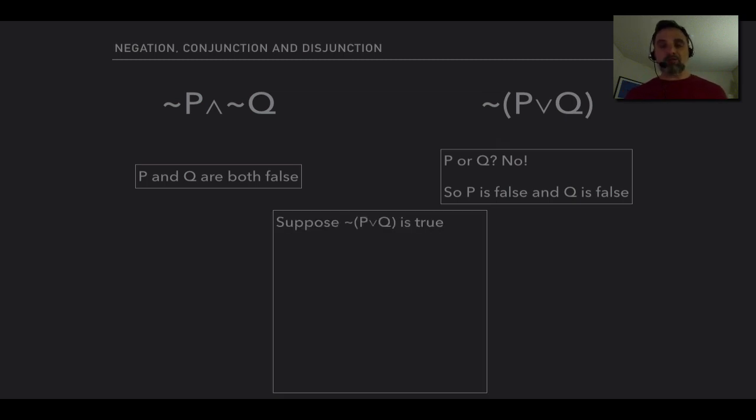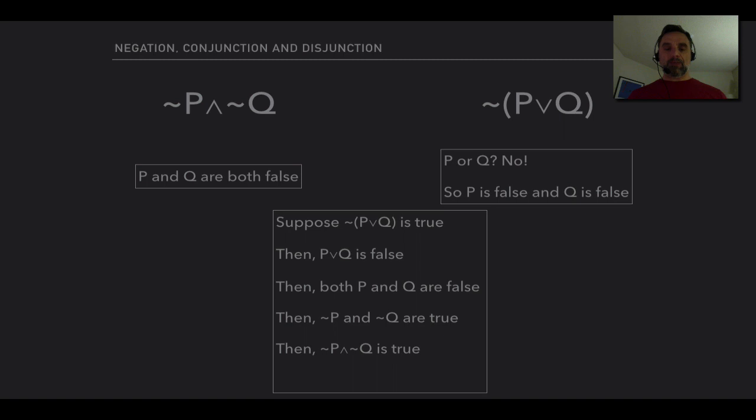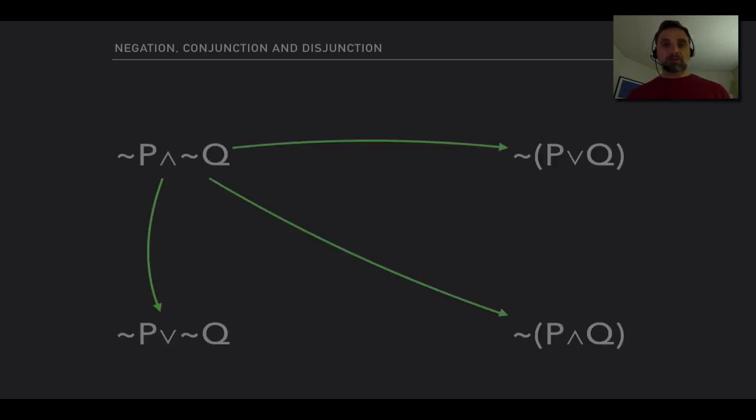Now let's think about how it goes in the other direction. Let's suppose that negation of P or Q is true. That means P or Q is false. And the only way that can happen is if both P and Q are false, which means that negation of P and negation Q are both true. That means that negation of P and negation of Q is true. And that means that the negation of the disjunction entails the conjunction of the negations. So that means that we can draw a green arrow from right to left. So in fact, the sentences on the top row say the same thing, in different ways. They are always both true or both false. They're logically equivalent. So we can just draw an arrow in either direction.